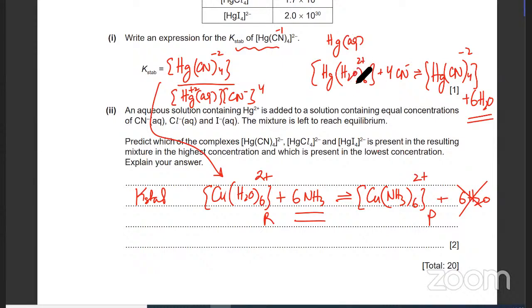The reason I won't go with Hg with 6 water molecules is because I don't know what type of complex it forms. We haven't studied it. It's not in your books as well. So instead of writing it as Hg with a water complex, I'm just going to write it as Hg 2+ aqueous. Because we're not sure what the complex is, we'll just generalize that.